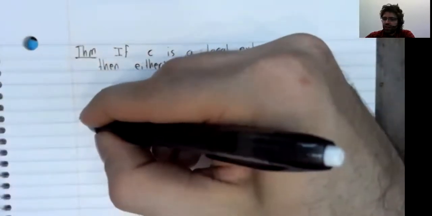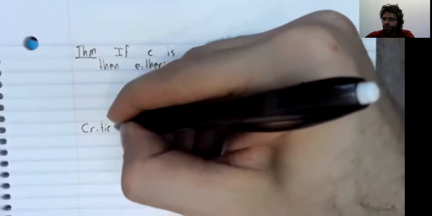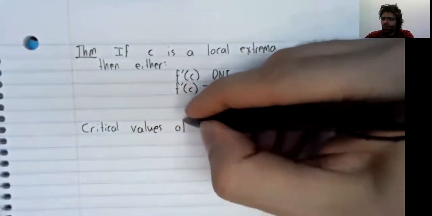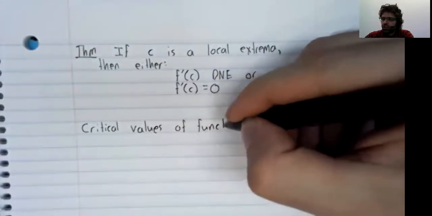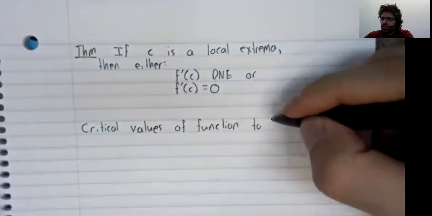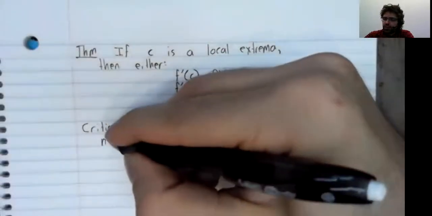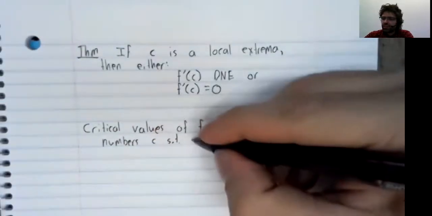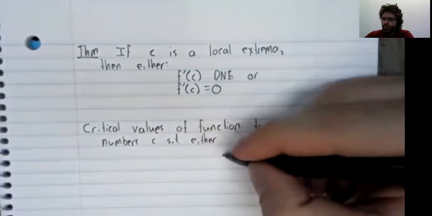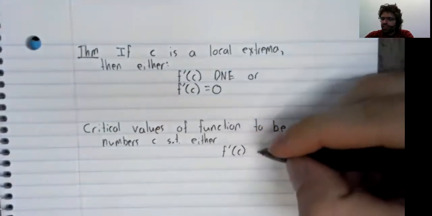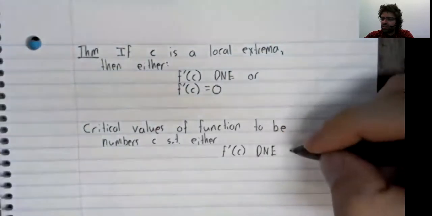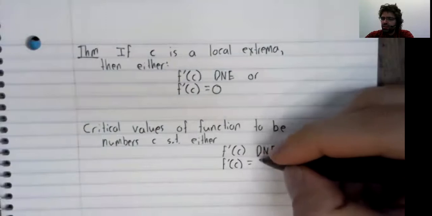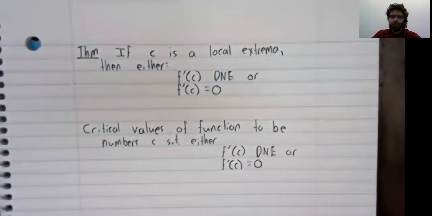We'll collectively define the critical values of a function to be the numbers C such that either f prime of C does not exist, or f prime of C equals 0.